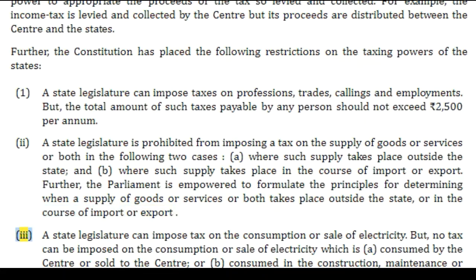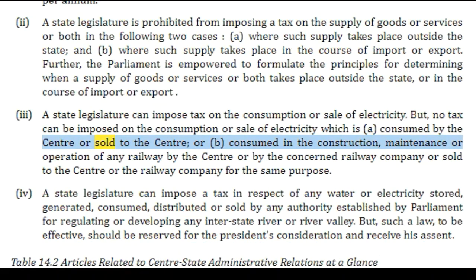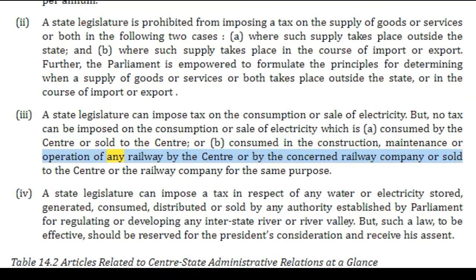3. A state legislature can impose tax on the consumption or sale of electricity. But no tax can be imposed on the consumption or sale of electricity which is A. consumed by the center or sold to the center, or B. consumed in the construction, maintenance or operation of any railway by the center or by the concerned railway company, or sold to the center or the railway company for the same purpose.